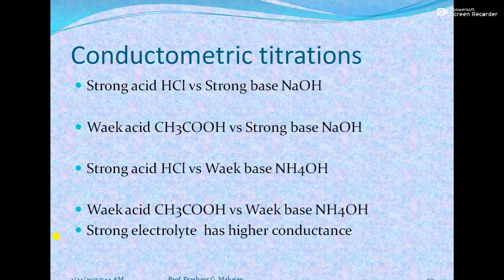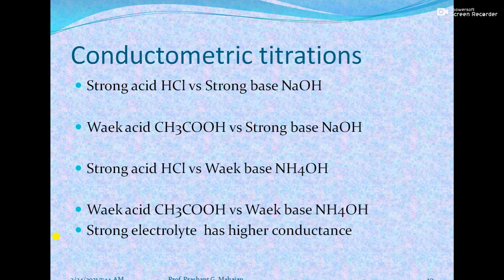These are the four titrations we are going to see in today's lecture: strong acid versus strong base, then weak acid versus weak base, then strong acid versus weak base, and weak acid versus strong base. A strong acid example is HCl, a strong base example is NaOH, a weak acid example is acetic acid, and a weak base example is NH4OH.